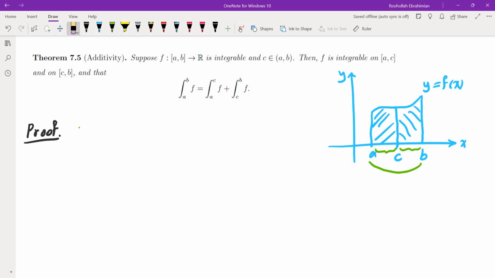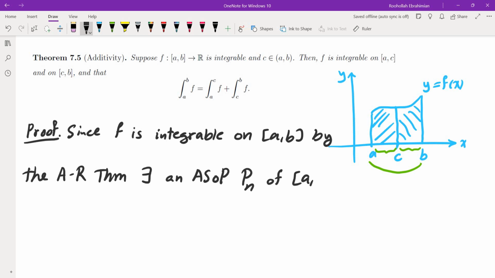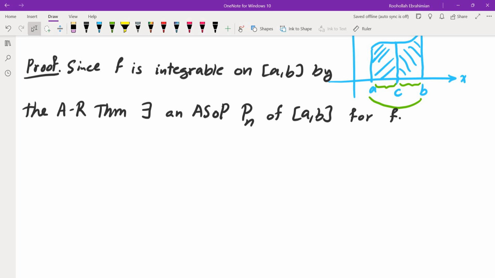So since f is integrable on [a, b], by the Archimedes-Riemann theorem, there is an Archimedean sequence of partitions, let's call it Pn, of [a, b] for f. Now we are going to take each of these terms of the sequence and add c to it. So let Qn be Pn union {c}.